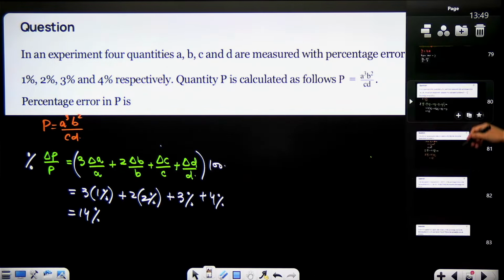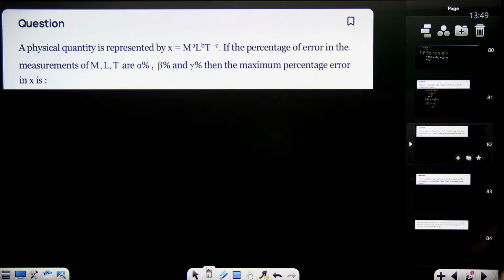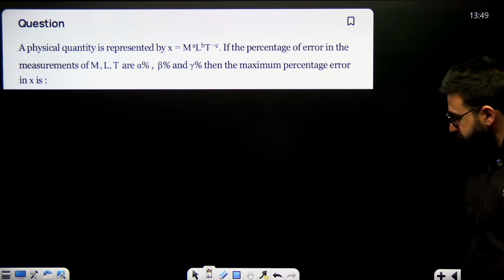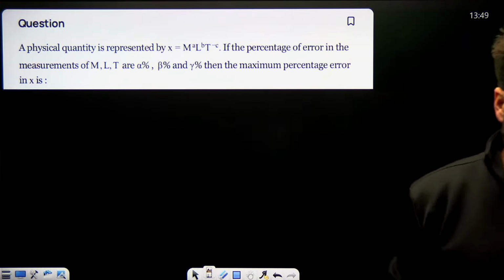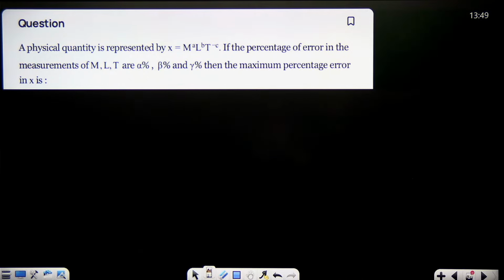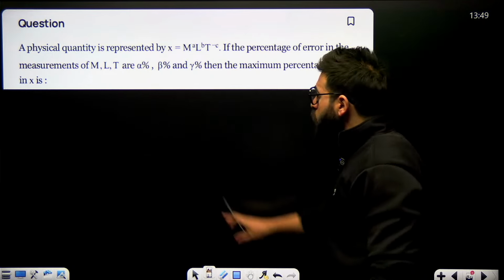Is this clear? Tell me, is this clear? Great.